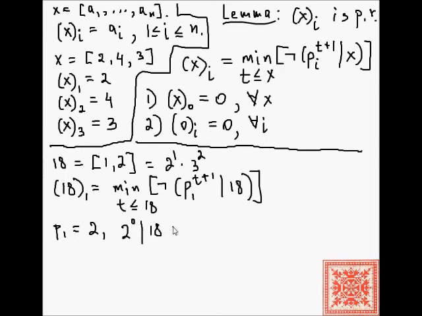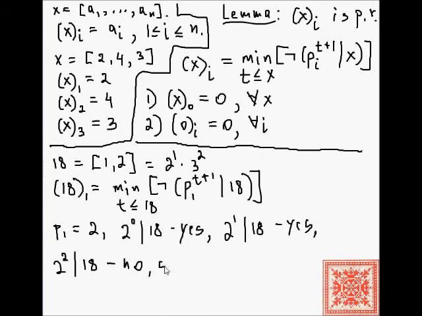2 to the 0 obviously divides 18, so that's a yes. Well, how about 2 to the first? We test the next power. Yes, it does divide 18. Yes, but 2 to the second, we increment t by 1, 2 to the second does not divide 18, so it's a no. So t is equal to 1.